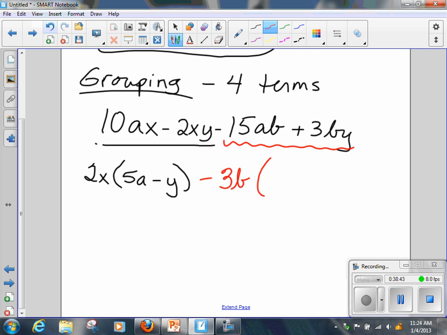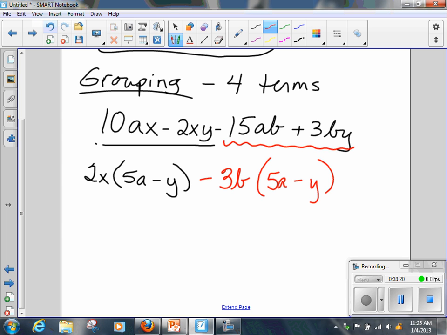Well, I need this other quantity to be 5a minus y, right? Okay, if you remember from Algebra 1, maybe Algebra 2. Negative 3b times what gives me negative 15ab? Positive 5a. Whew. Okay, good. It works. Negative 3b times what gives you positive 3by? Negative y. Thank you. Do my quantities match? Yes.